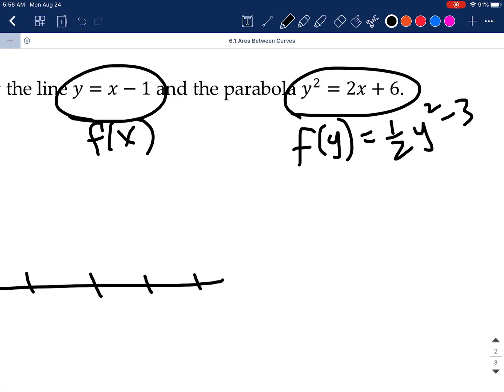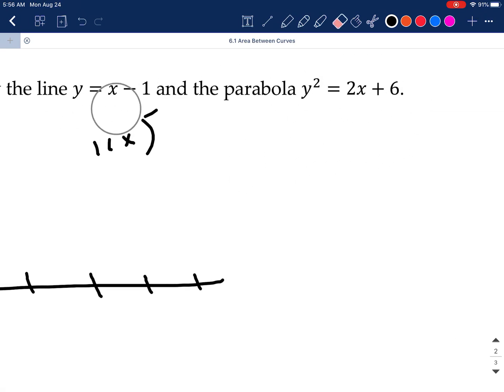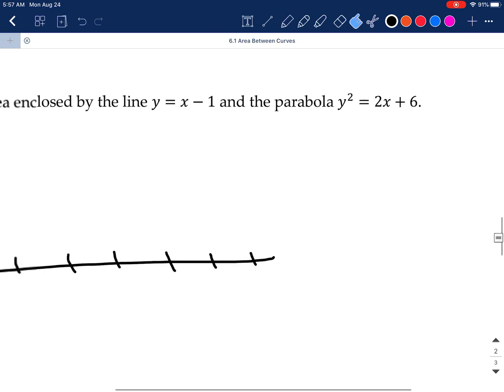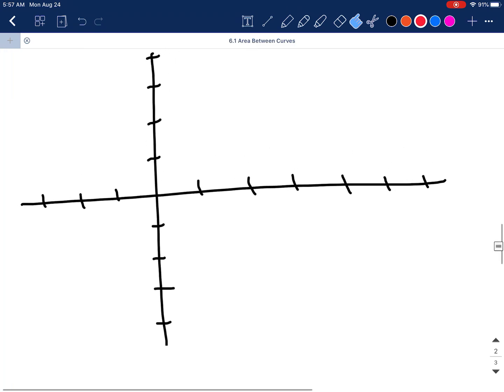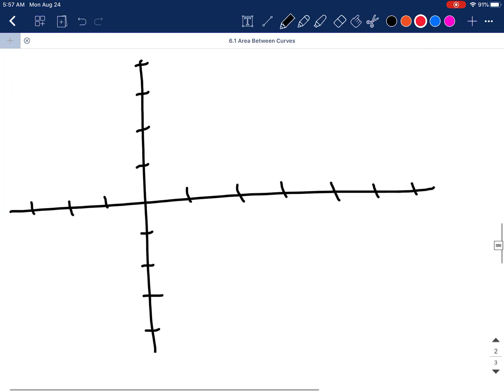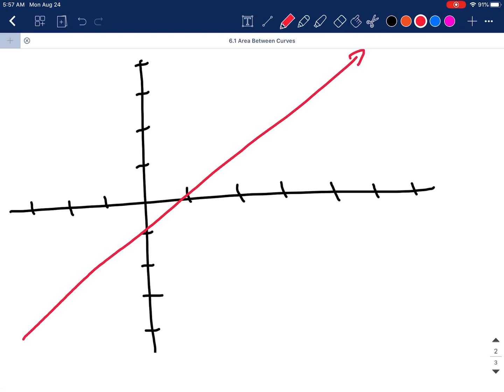So we've got a function of x, function of y, and that's going to be a bit of a problem because we can't integrate functions with different variables as our independent variable. So we're going to have to make a choice. It's either going to have to be a function of x scenario or a function of y scenario. So if we graph both of these functions, the x minus 1 graph, of course, is going to be the line passing through 0, -1, 1, 0.